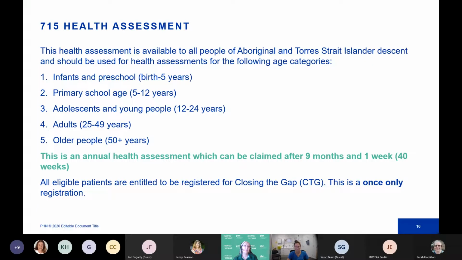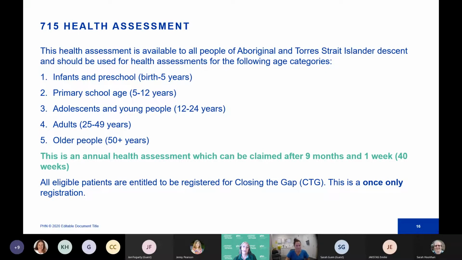You've also got a 715 health assessment. This assessment is available to all people of Aboriginal and Torres Strait Islander descent. It is an annual health assessment which can be claimed after 9 months and 1 week. So it's 40 weeks. Just keep in mind it is 40 weeks, so you've got to add that extra week. In the MBS, it only states 9 months.